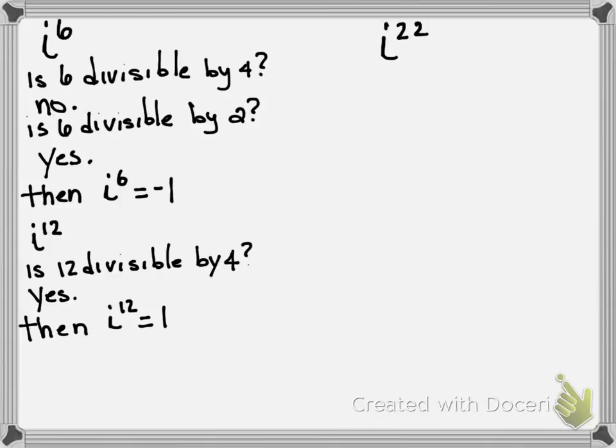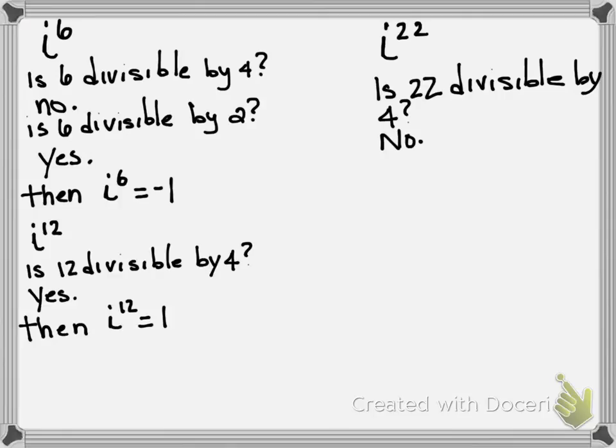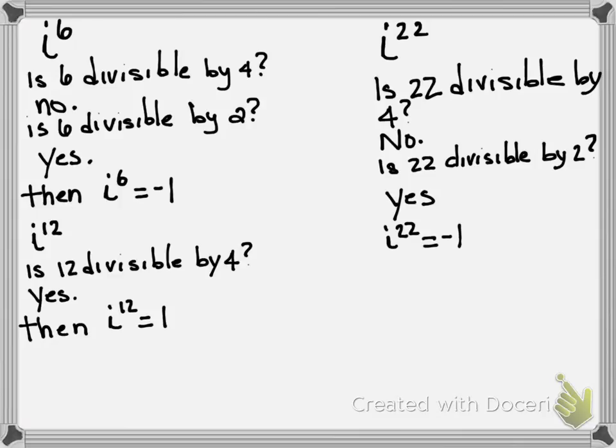Now, try this. i to the 22nd power. What is the question? Is it divisible by 4? Well, the answer is no. Now, is it divisible by 2? What's the answer? Yes. So what happens? i to the 22nd equals negative 1. That's it, ladies and gentlemen.